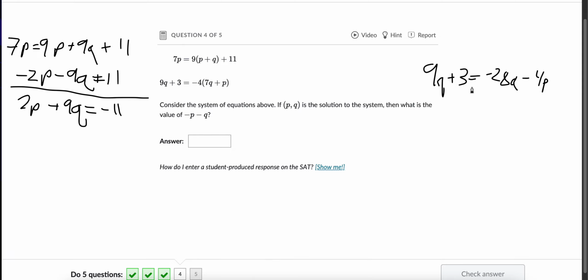Again, let's organize this. 28 plus 9 becomes 37, so 37q, and then plus 4p on both sides. So we get 4p plus 37q equals negative 3. So let's put that here: 4p plus 37q equals negative 3.